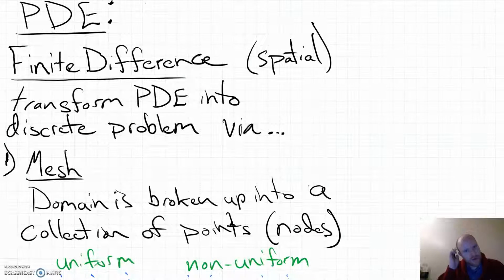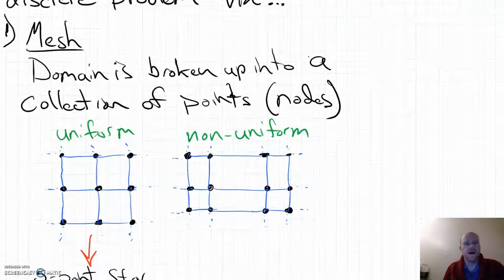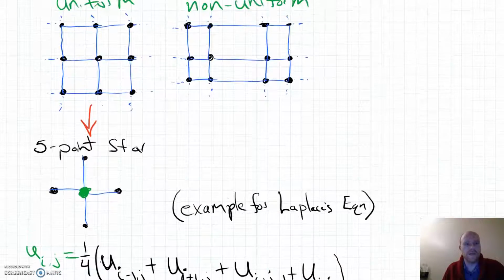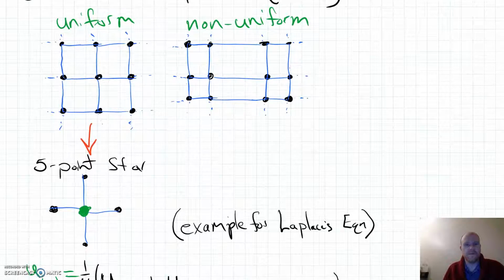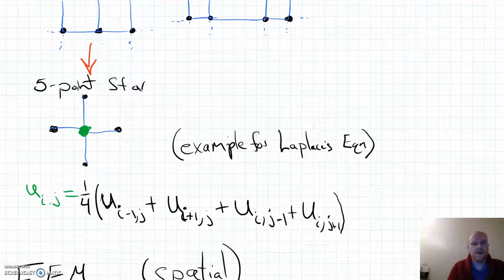So essentially, you want to transform a partial differential equation into a discrete problem. Specifically, the domain is broken into a collection of points or nodes. So again, points or nodes, and for first order, if you use a uniform breakup, you can look at it as a 5-point star. And here's a simple example, an equation that results from that finite difference.